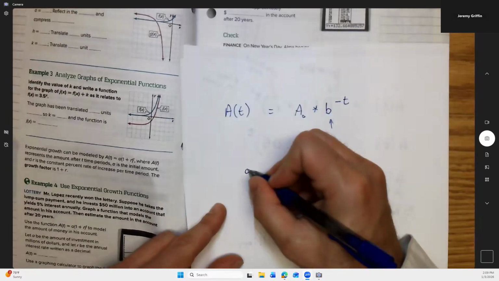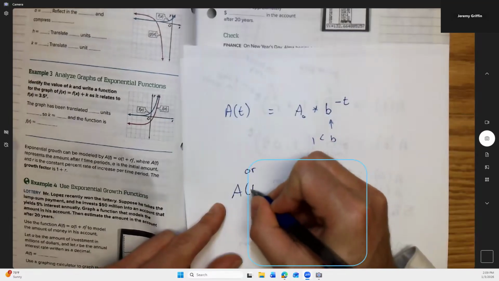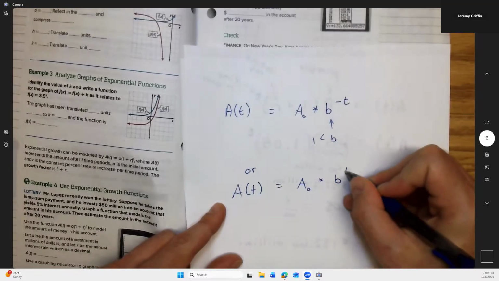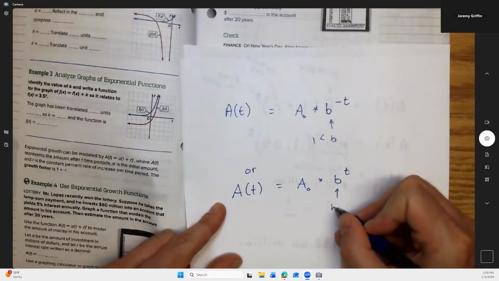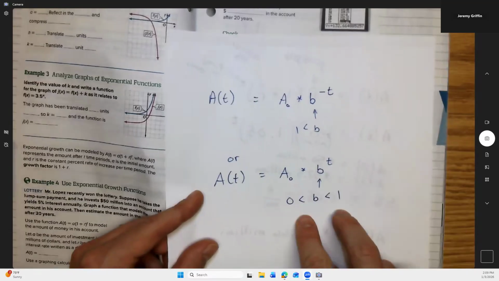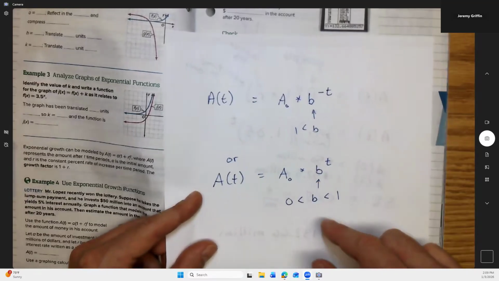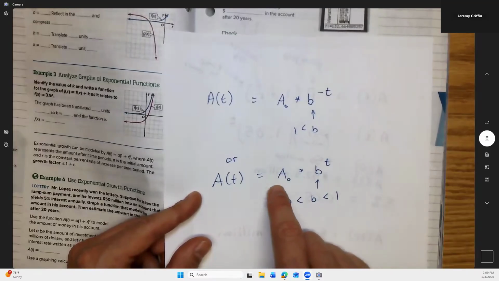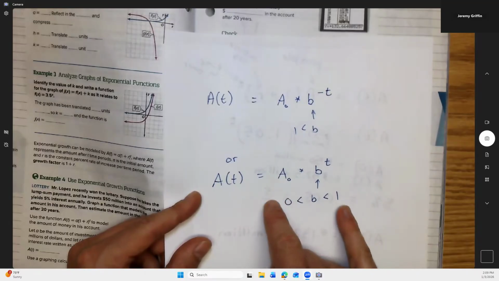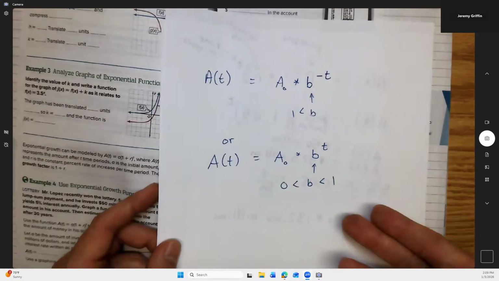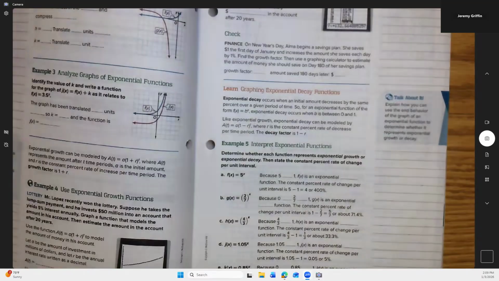Or you can have the amount as a function of time equals the initial amount times b to the t, where b is between 0 and 1. So, for example, if b was a half, then every time interval you're multiplying by half and half and half. So if you started out with 8 of something, you got half of that, now you're down to 4. Half of that, now you're down to 2. Half of that, now you're down to 1. So you keep multiplying by a half. That could be exponential decay.